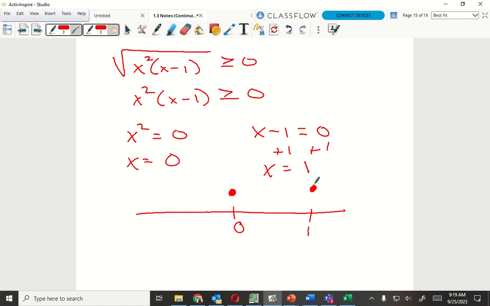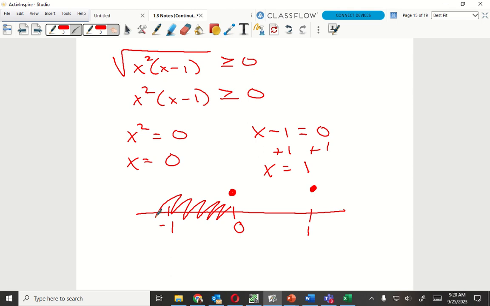Now that I have some places to start with on my number line, let's test places on my number line. What would happen if I plug in a negative 1? Negative 1 minus 1 is negative 2, right? But negative 1 squared is positive 1. Positive 1 times negative 2 is negative 2, so the square root of negative 2. Can I have that? No. So that means I cannot have anything over here.